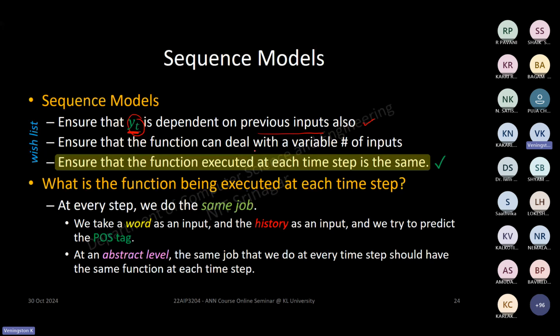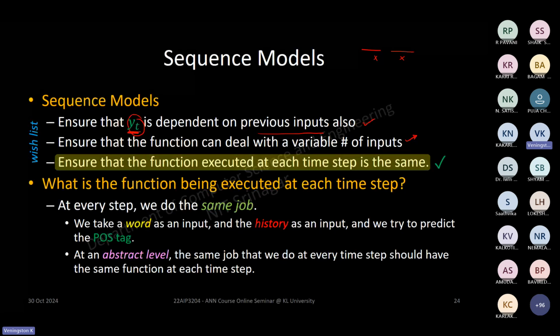So the model is expected to handle an input of various length. Not necessarily are words in English of the same length, or sentences in English of the same length. They are of different lengths. Words are of different lengths. Similarly, sentences are of different lengths. So we want the model to handle an input of different lengths or varying lengths.